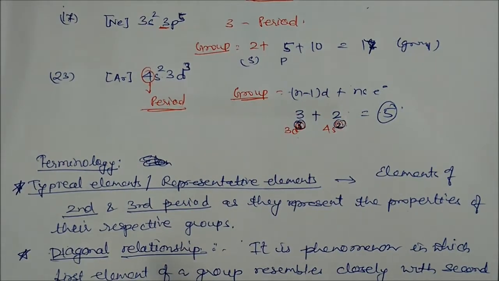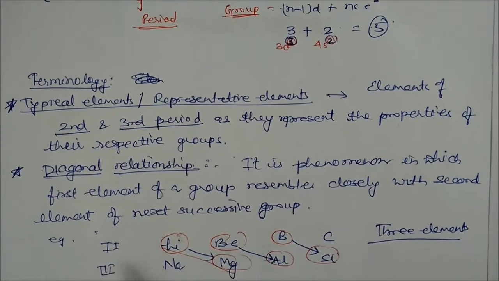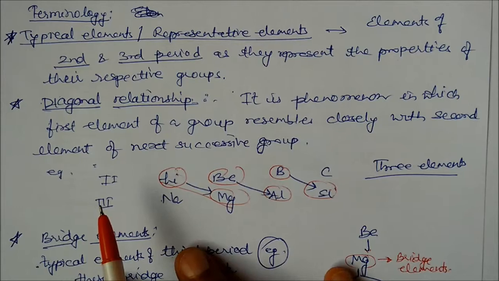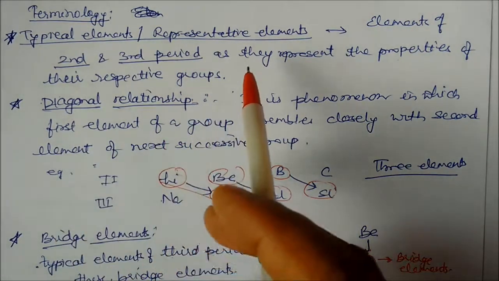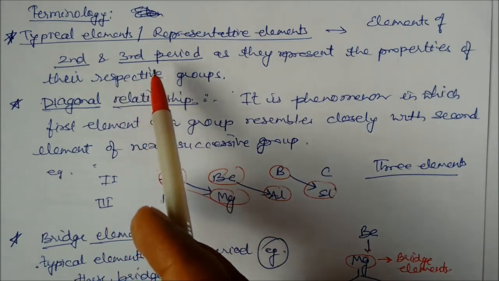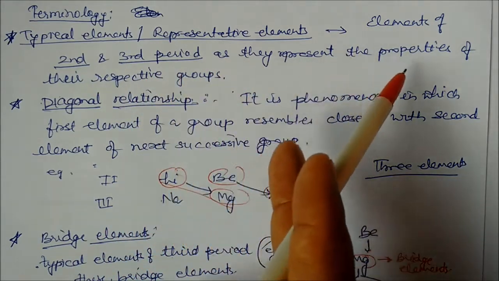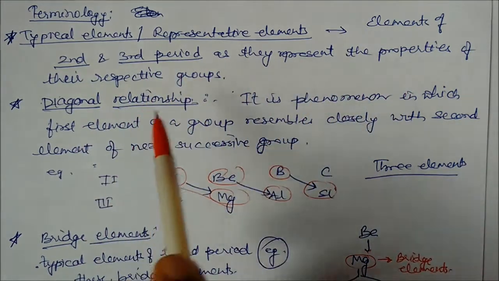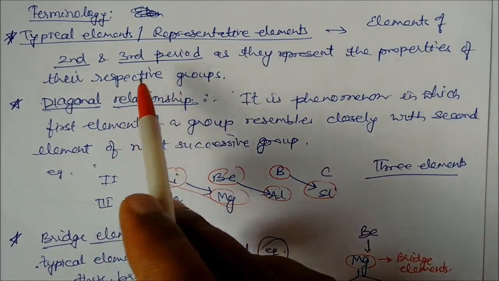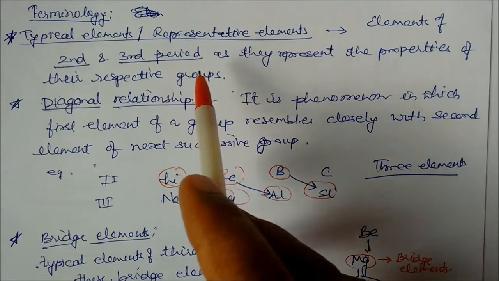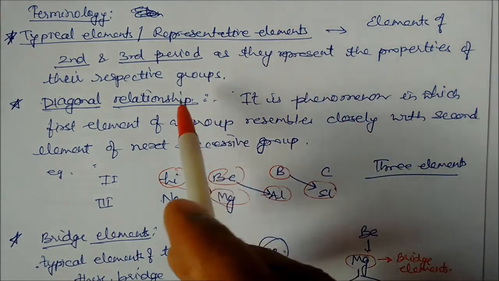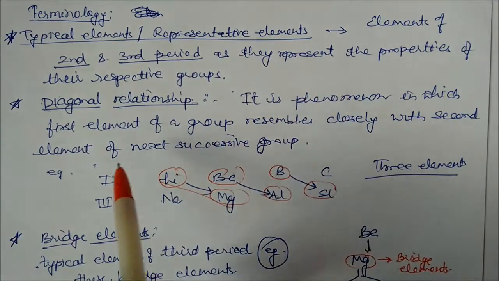Besides, we have some terminology left. We have to understand it, because they are often asked in the examination, like what is a typical element and a representative element. These are actually elements of the second and third period, because they represent the properties of the respective group. So they are called representative elements. Second and third period means like beryllium, aluminum, carbon, silicon, oxygen, sulfur. So these are the representative elements.